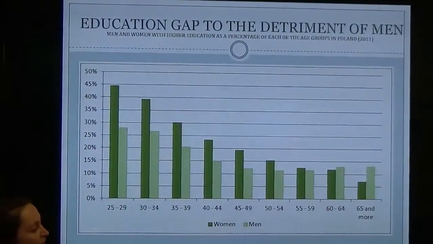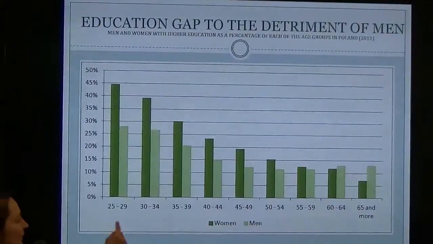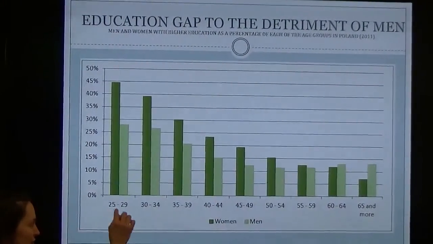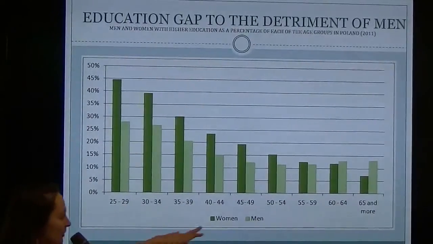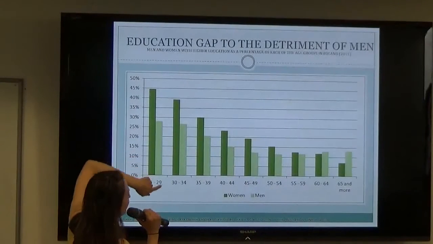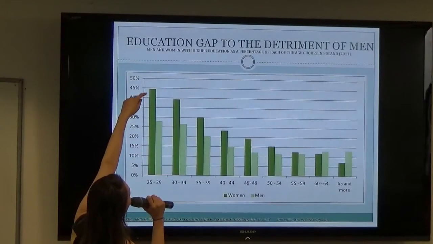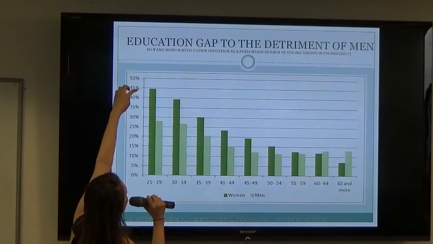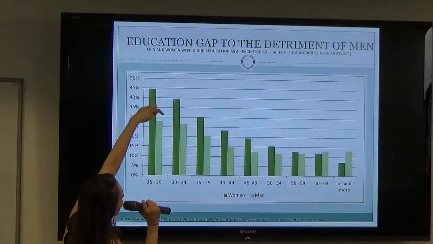Clarifying question, what do the percent mean? Here, first you look at the age group, 25 to 28. Then you look at the sex. Then you look at what percentage of this cohort of women have higher education diplomas. So here, yeah, and it drops.